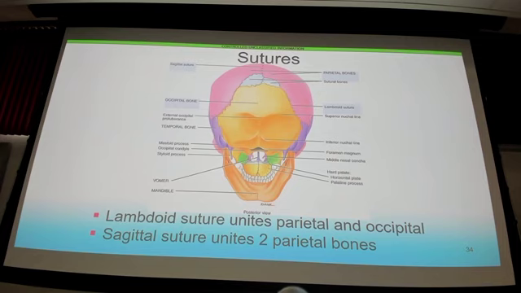So sutures, we're going to name a few, not all. We're going to name the most common ones that people will discuss, and the larger ones. You have a suture that comes between the parietal bones, and that is called the sagittal suture, just like we had a sagittal view, right down the middle, a sagittal section. And then you have the lambdoid suture.